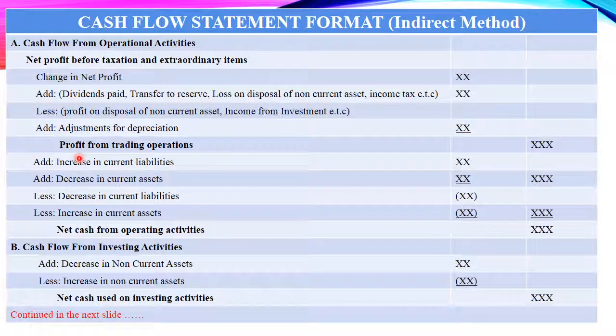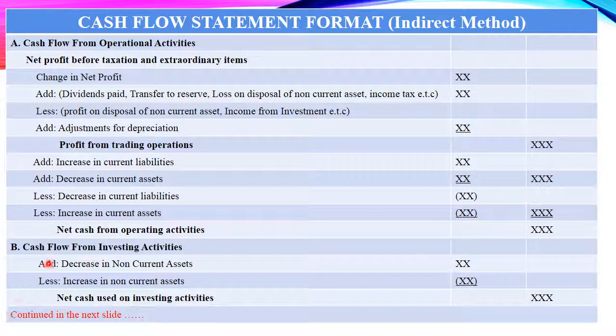So why do we add increase in current liabilities? Remember, a current liability, like a bank overdraft: when a bank overdraft increases, it means that the company has acquired more cash, and that cash increases the amount of our cash, and that is why we are adding it here. But if the bank overdraft decreases, it means that the company has actually paid part of the bank overdraft, and therefore it reduces our cash, and that is why we subtract it here. Any decrease in current liabilities, you are supposed to subtract.